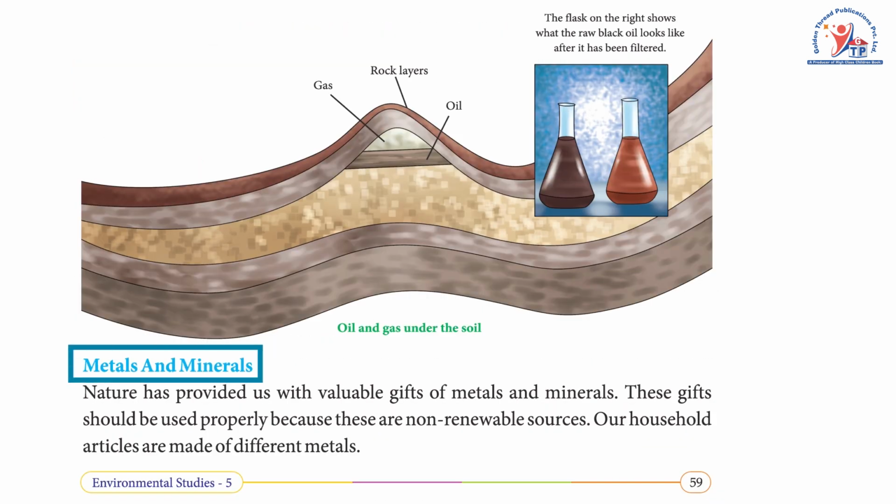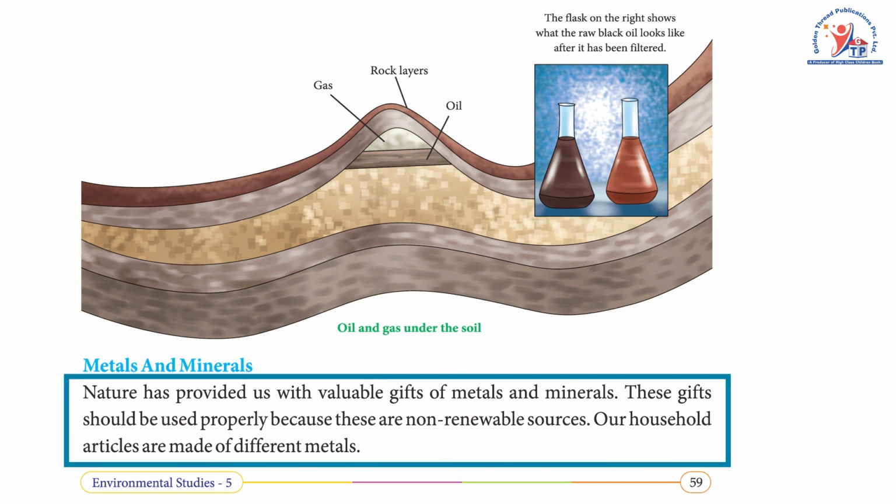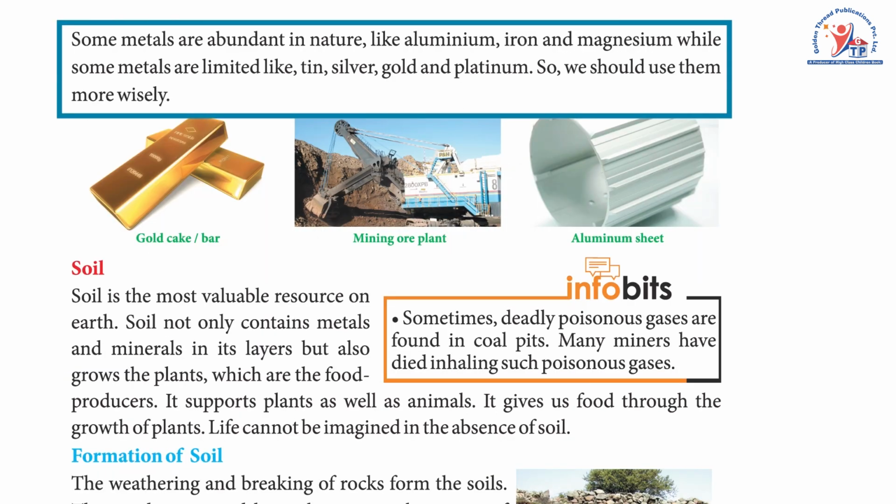Metals and minerals. Nature has provided us with valuable gifts of metals and minerals. These gifts should be used properly because these are non-renewable sources. Our household articles are made of different metals. Some metals are abundant in nature, like aluminium, iron, magnesium, while some metals are limited like tin, silver, gold and platinum. So, we should use them more wisely.